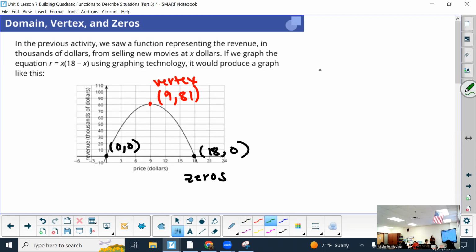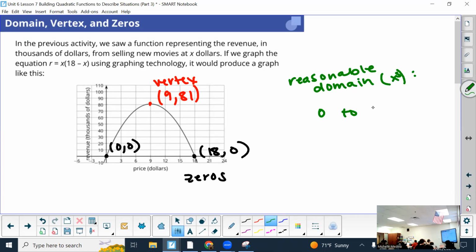The last thing it wanted you to figure out is a reasonable domain. Remember, domain refers to all the what? So see where the x's start and end, for the line that's graphed. I know these go in the negatives, but could I have a negative price? So we're going to negate all the negative x's. Where should my x's start? 0. Where should they end? 18, since it does end at 18 exactly.